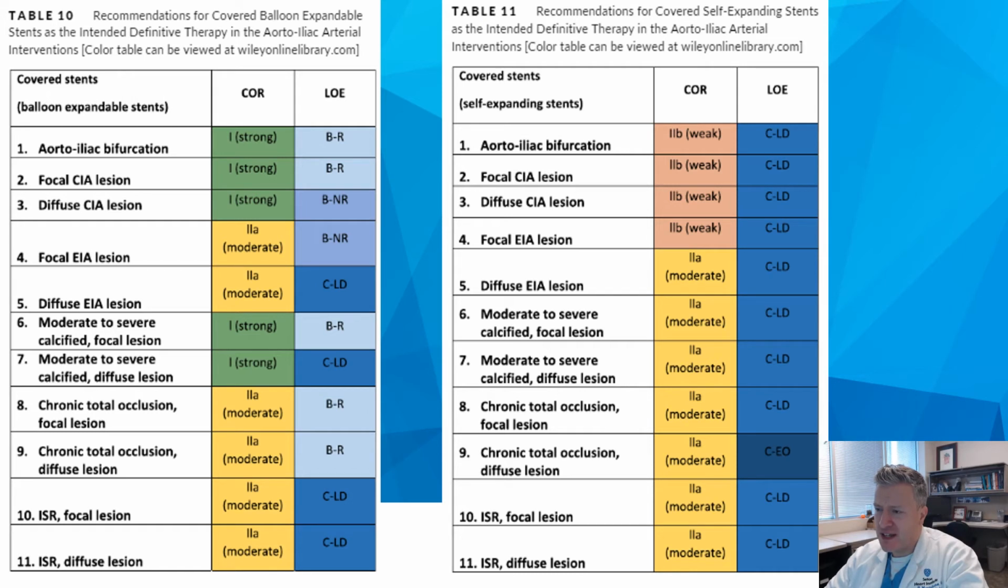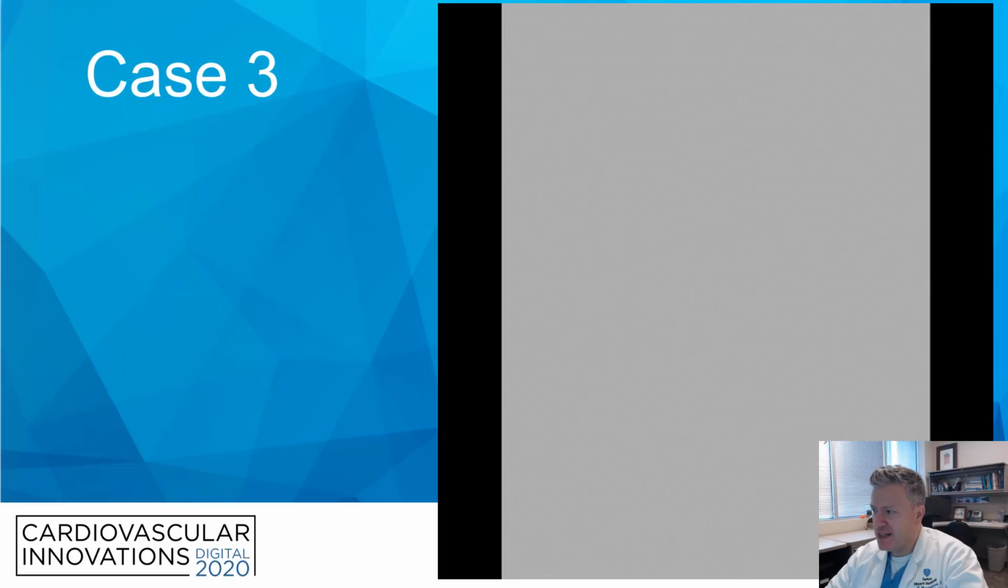Covered balloon expandable stents gain a Class 1 recommendation with a strong level of evidence at the bifurcation in common iliac lesions and also in higher risk calcified or diffuse lesions. For covered self-expanding stents, there is less data, with 2A and 2B recommendations for their use, secondary to less data.